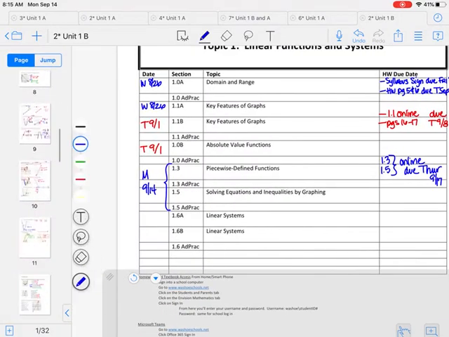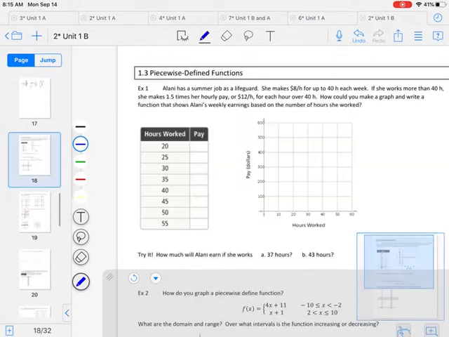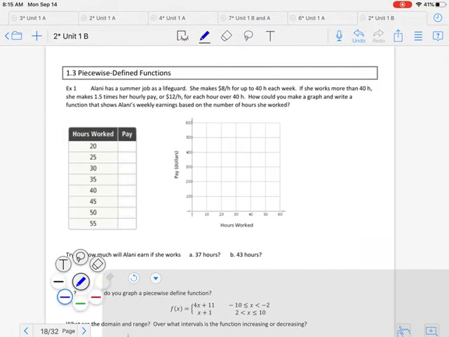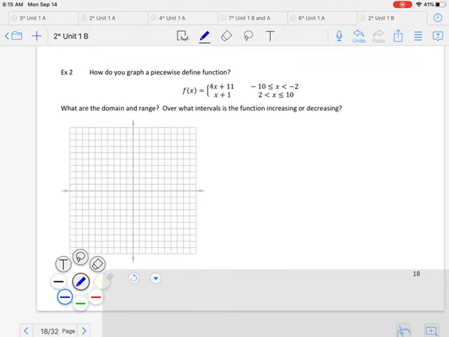So let me head over to 1.3. All right. We can omit this first problem. We are not doing step functions. We are doing what are called piecewise functions. This book calls them piecewise defined functions. Normally, math teachers just call them piecewise.